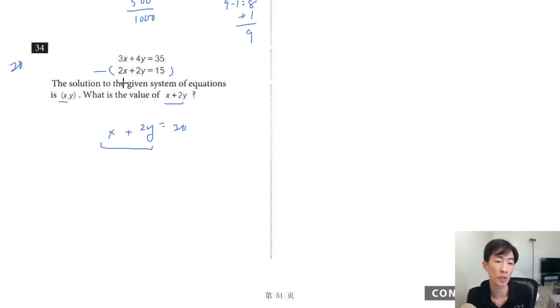So before you jump into thinking, oh, can I eliminate the y's, can I eliminate the x's, take a second and ask yourself, why would they be asking for this very strange quantity? Chances are you can manipulate the equation in such a way to get this number directly, like we did, and that'll save you a lot of time.